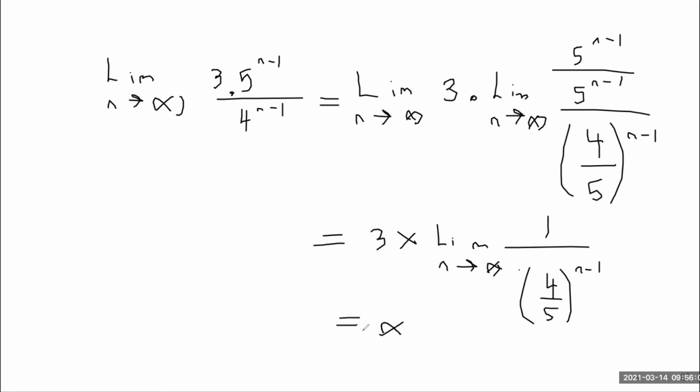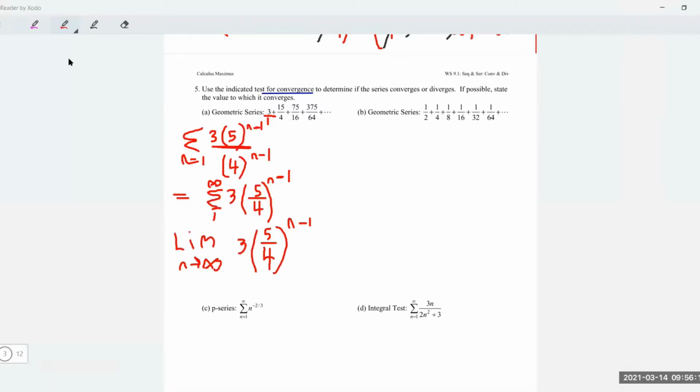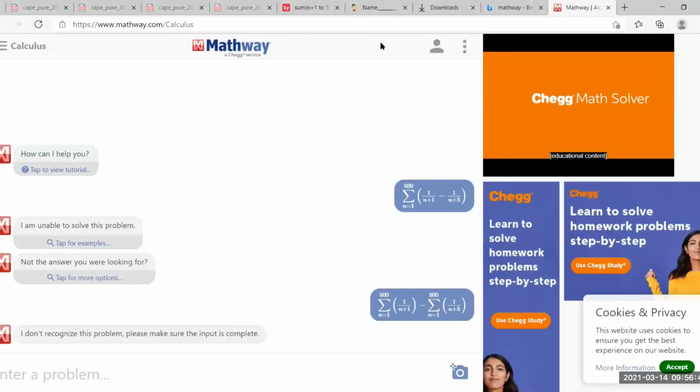Since this is going to infinity, it does not converge. So this one here does not converge. This diverges. Of course, we could have used D'Alembert's ratio test to show it. Now of course you always want to see some verification, so I will give you verification.